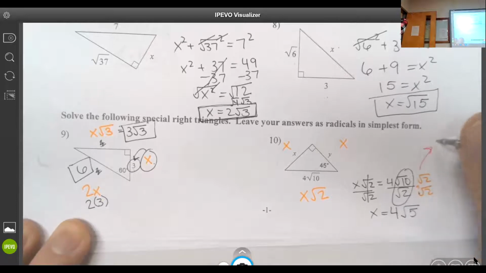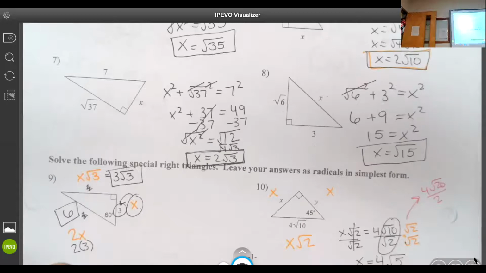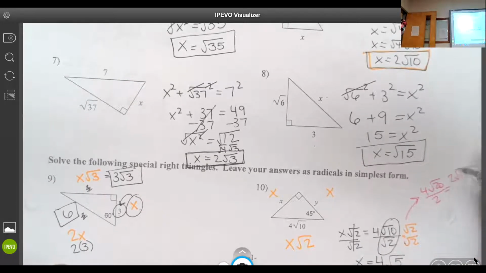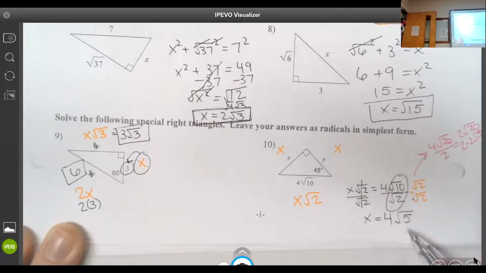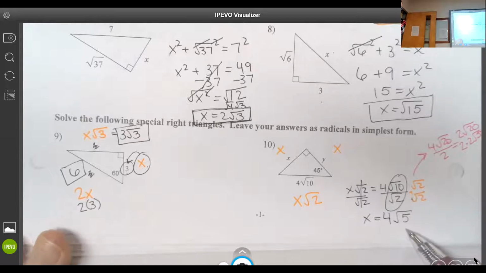So that would have given me 4 rad 20 over 2. And then 4 over 2 would simplify to 2 rad 20. And then you'd simplify rad 20 to 2 rad 5. You'd still get there, but it takes a lot more time. So if you can reduce rads, that's absolutely a legal move.